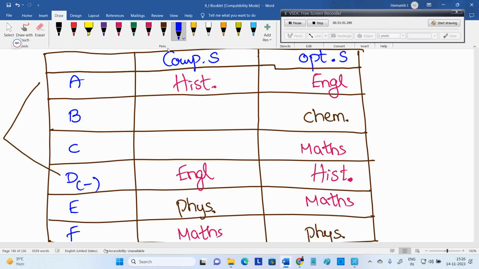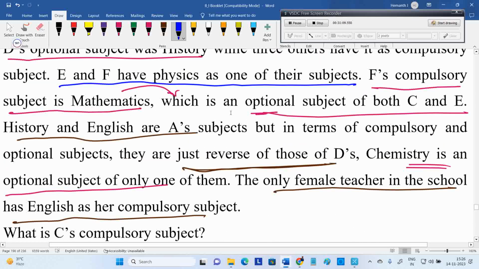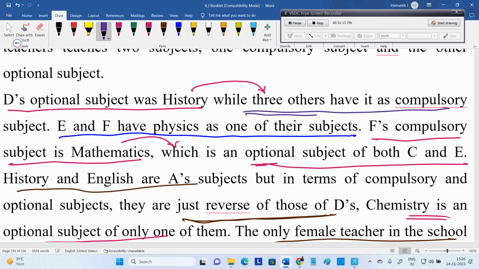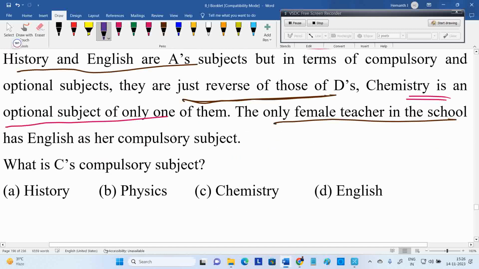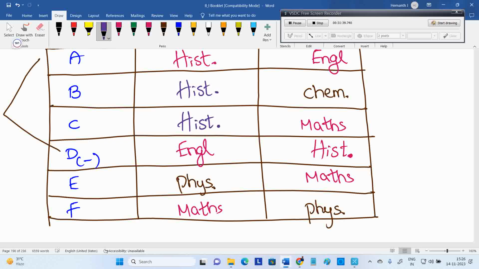Okay. And now finally B and C, these two slots are empty. Sir, entire question completed. No, one information we left. I didn't underline one information. Here you see this one. Three others have it as compulsory subject. What is that three others? History. History should be compulsory for three people. History compulsory only for one, it should be for three people. Means B and C must be history only. B and C must take history.